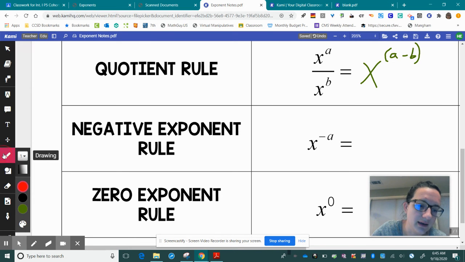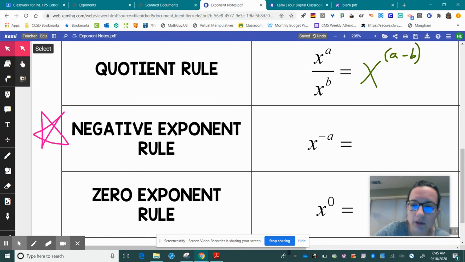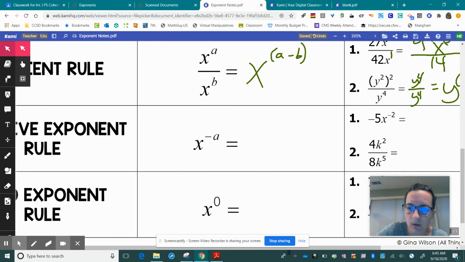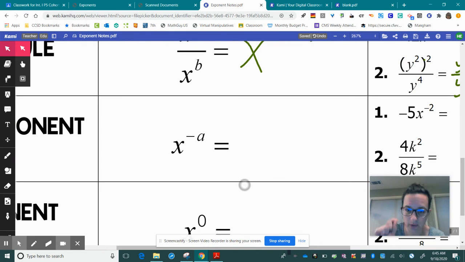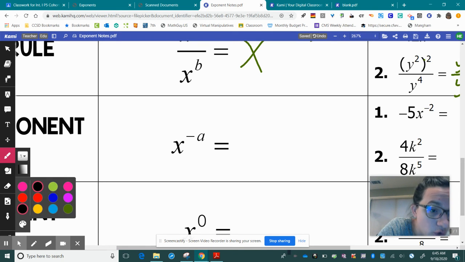This one, let's just put a star by it. This is the weird one. This is the one that's a bit of a struggle. Okay, so just keep that in mind. It's weird. So here's what's going to happen, and then we'll talk about it. Negative exponents, we can't have those. We got to take care of them. So how do we take care of them? Great question. They're unhappy.